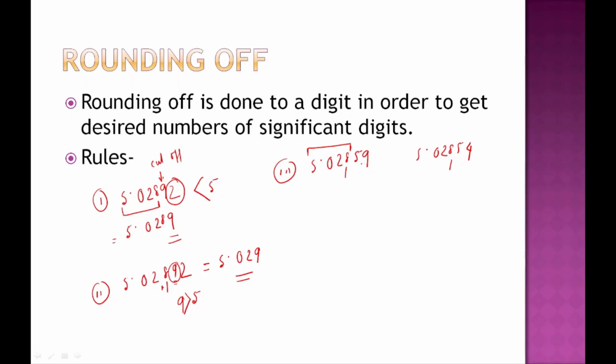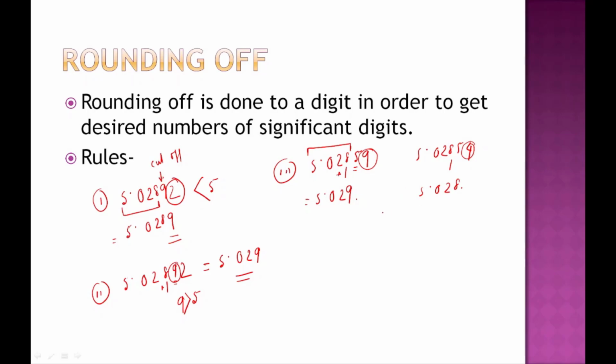Then we have to look at the number which is placed right of the 5. If it is odd, now see in this case it is odd, which is 9, then we can add plus 1 to the cutoff digit, and the rounded off answer shall be 5.029. Why? Because the number after 5 is odd. So if it is odd, then you can add plus 1 to the cutoff digit, and if the number next to 5 is even, as in this case, then it shall remain the same. So this is the third rule.